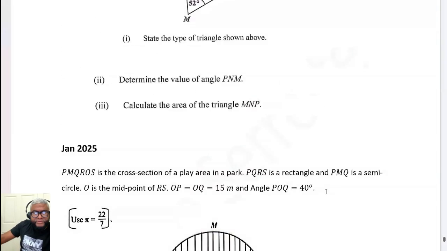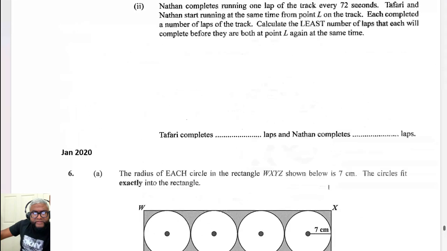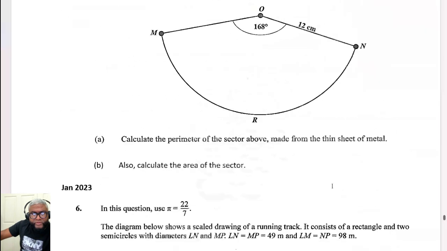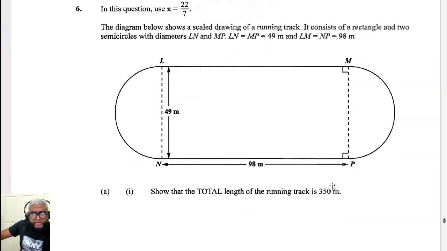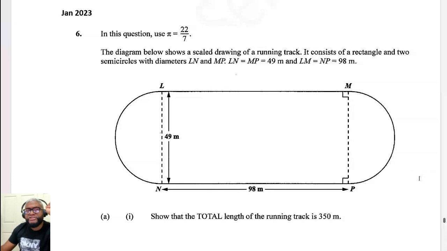Okay, so we still have 30 minutes. I want to do some of the harder questions. I'll leave the easier ones for you all to complete for homework, right? Now, since we just came off this one, I want you all to try this one. This is January 2023. I'm giving you all 3 minutes to try this quickly.